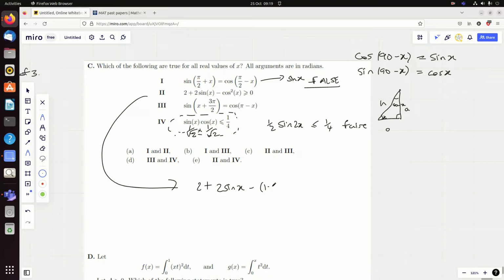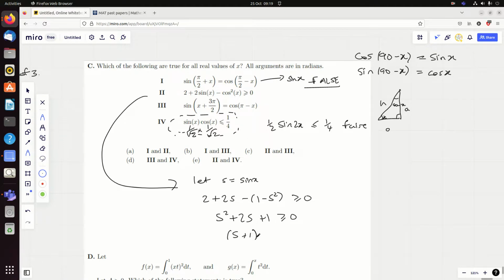And apologies if I'm using techniques. Can I just let s equal sine x here? It's so much easier, especially on these ones where you've got not much time. Let s equal sine x. Yeah, you're going to have 2 plus 2s minus 1 minus s squared. I thought I'd write it down like that first, and we want to decide if this is always greater than or equal to 0. Okay, what is that going to give us? It's going to give us s squared plus 2s, and then we've got 2 minus 1. Well, that's plus 1, greater than or equal to 0.